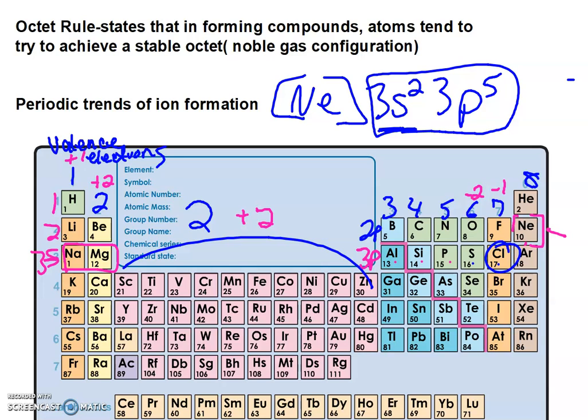Remember, neon ends with a 2p6. I don't care about the second energy level. I care only about the third energy level. So chlorine has 5, 6, 7 valence electrons.